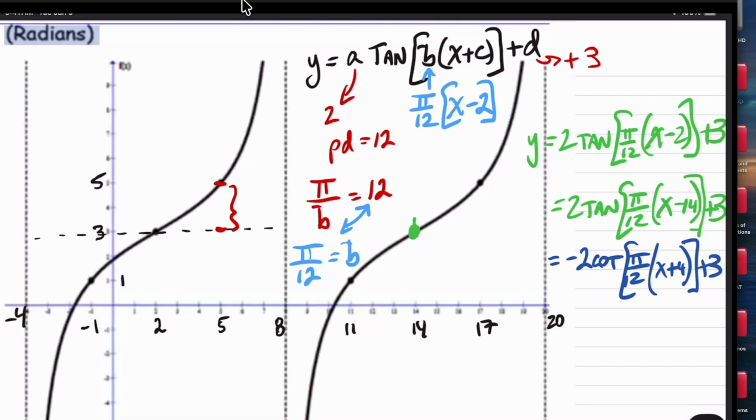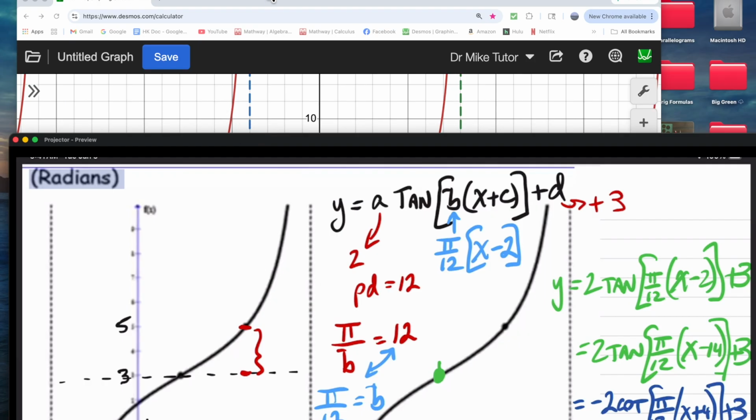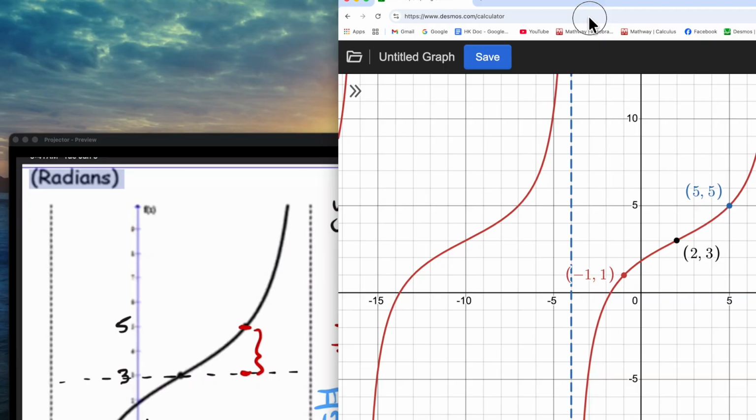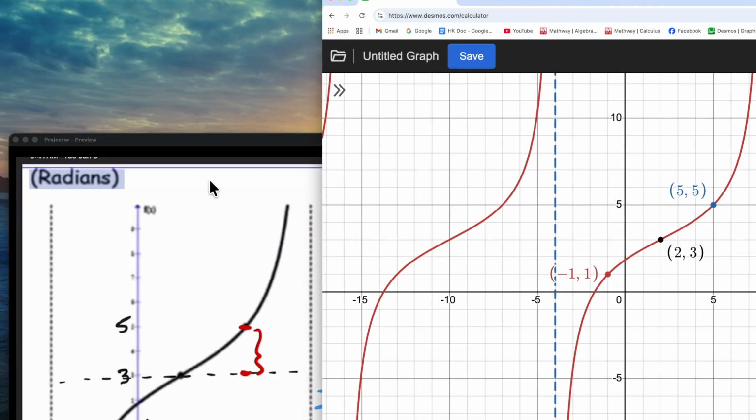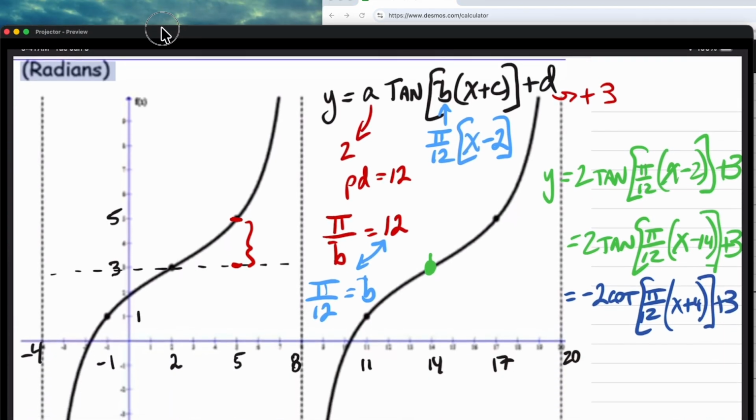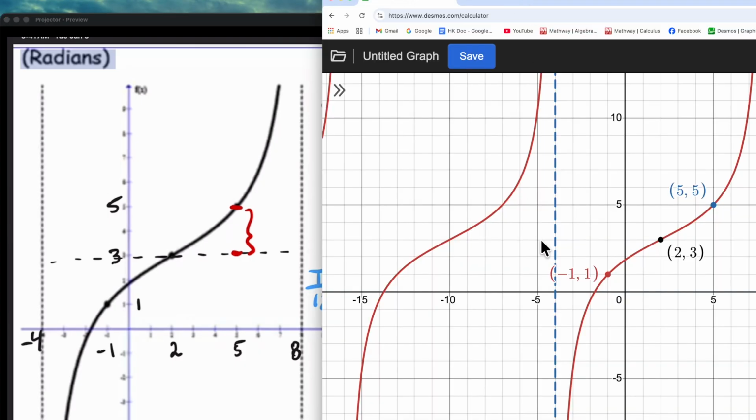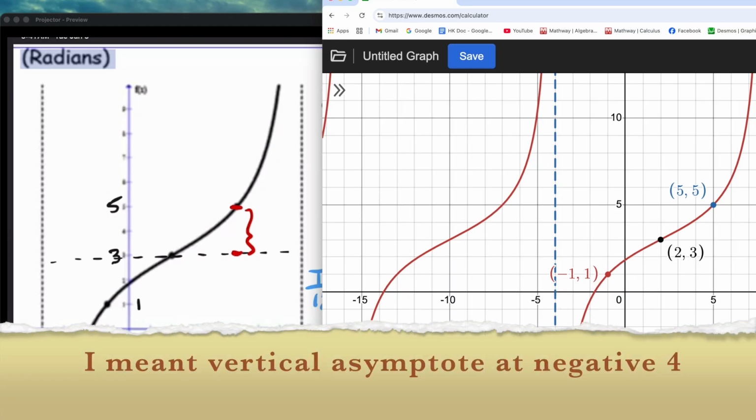Okay, folks, let's go ahead and look at Desmos here. This is our first graph that we used with the tangent function, and you'll see everything lines up. You see our center at 2, 3. Our first critical point is at negative 1 comma 1. We see a vertical asymptote at 4.